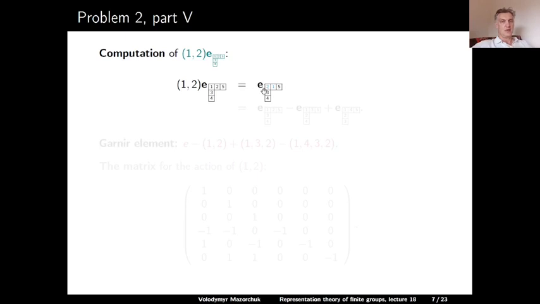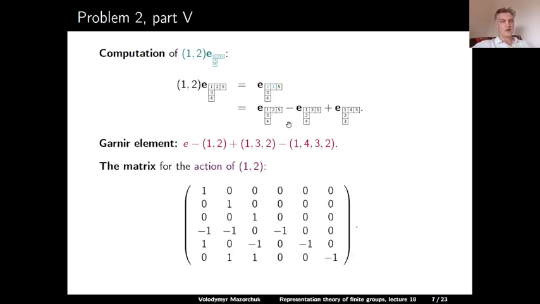And then we will get the polytabloid for 2, 1, 5, 3, 4. And then using the same Garnier procedure as before, we will get that this is the polytabloid for 1, 2, 5, 3, 4, minus the polytabloid for 1, 3, 5, 2, 4, plus the polytabloid for 1, 4, 5, 2, 3. And we have a similar Garnier element as before.